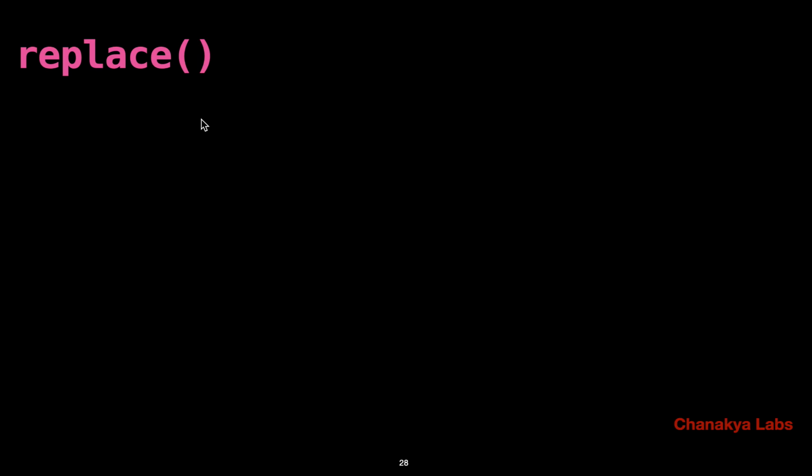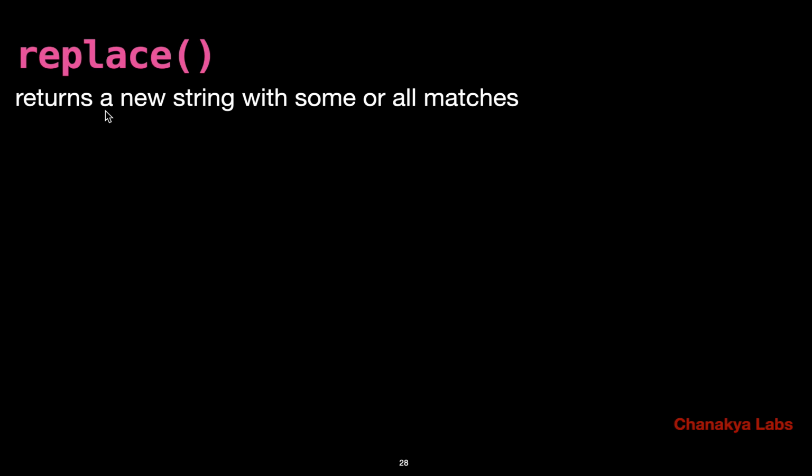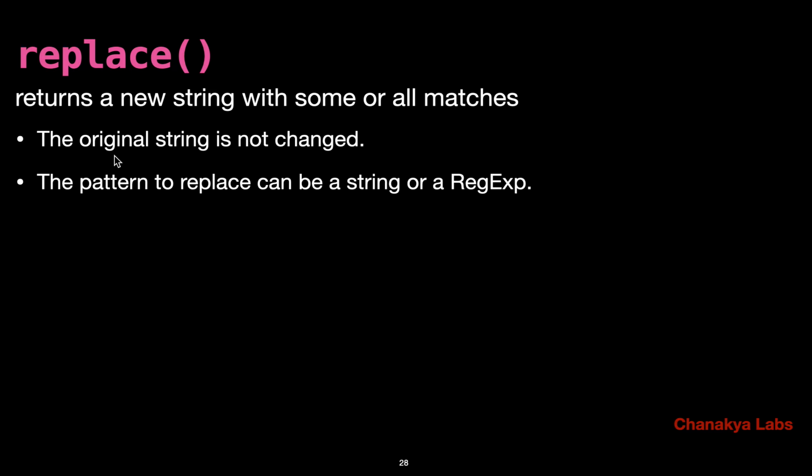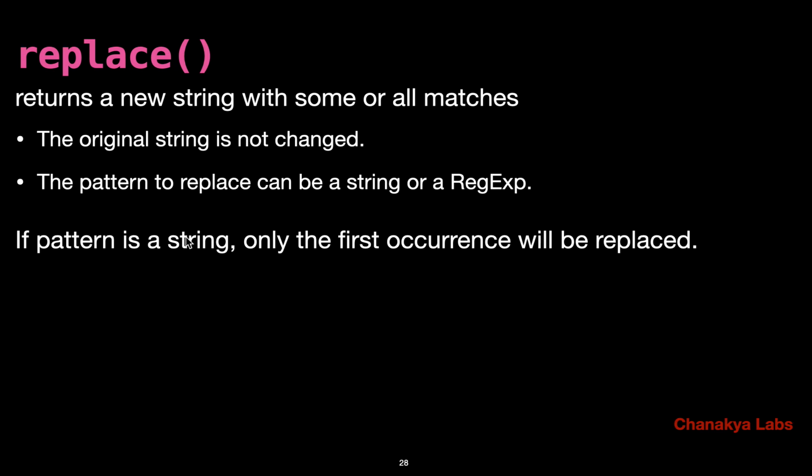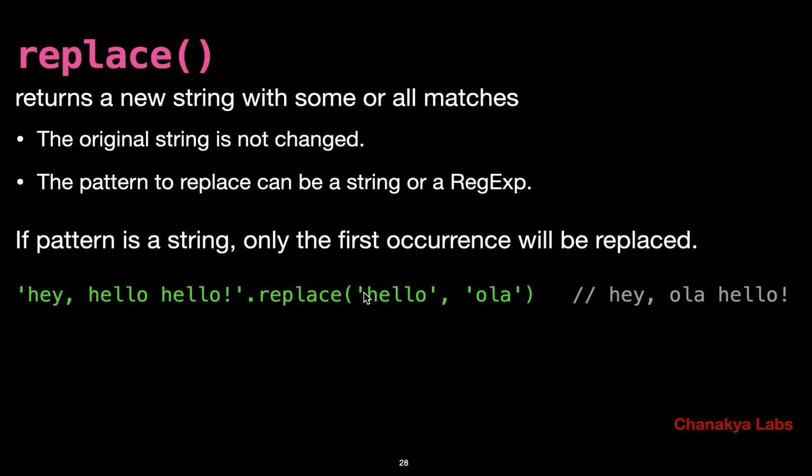Next, we'll see replace. So replace returns a new string with some or all matches. What happens is that we provide a string, and on that string we can do .replace, and then the original string is not modified; a new string with all the replacing done is returned. And the pattern which we want to replace can be a normal string also, or a regular expression also. So if the pattern is a string, then only the first occurrence will be replaced, right? So let's say we want to replace hello with Ola.